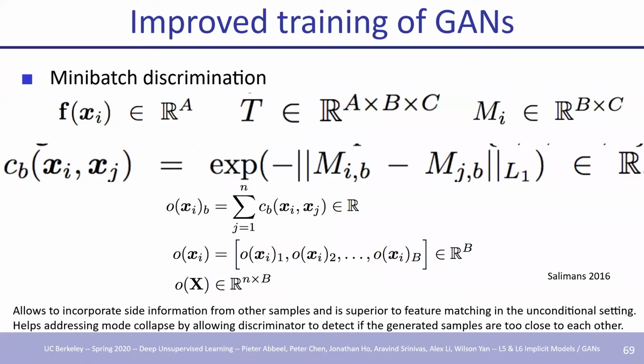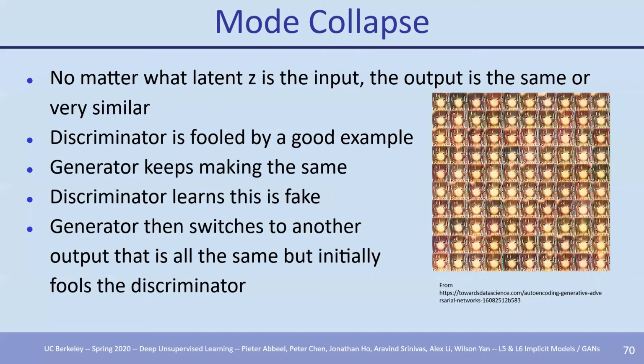So this is the minibatch discrimination. This is to avoid something called mode collapse, and this happens when no matter what z is the input, the output is the same or very similar. This is one of the examples I found here. You generate all these, and they all look almost exactly the same, with just minor variations. I think they were trying to generate anime faces. They all look like the same face with slight variation.